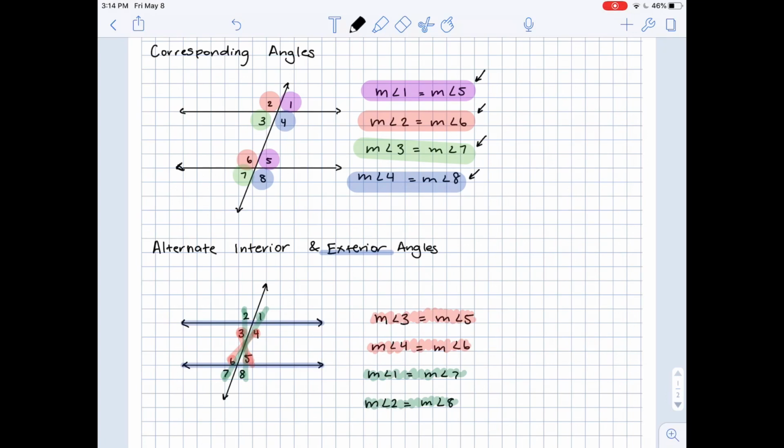So you can use these rules to help figure out how to set up equations and how to find the measure of missing angles.